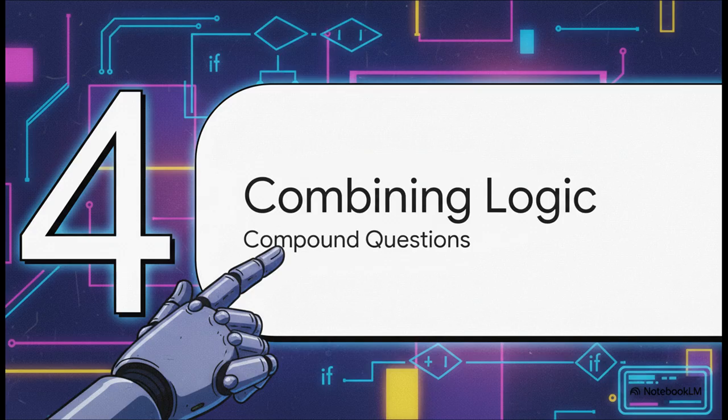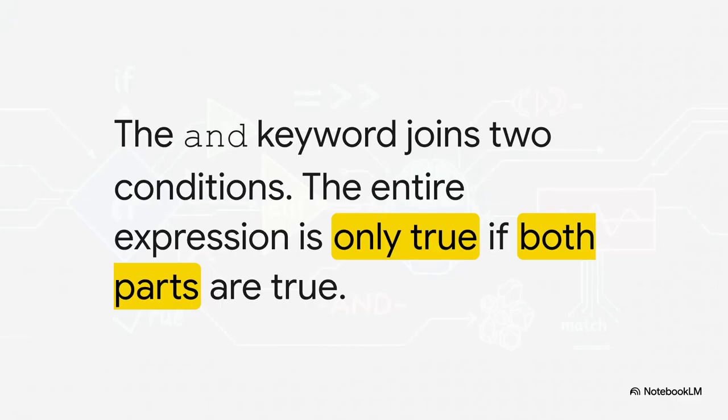Okay, so that's great for simple comparisons. But what happens when our questions get a little more complicated? What if we need to check two things, or even more, all at once? That's where we can use keywords like and to build compound questions. Let's take school grades. To get an A, your score has to be 90 or higher, and at the same time, it has to be 100 or lower. The and keyword is perfect for this. It lets us chain those two ideas together, and the whole thing is only true if both parts are true.